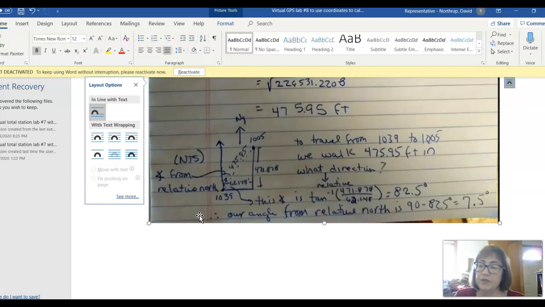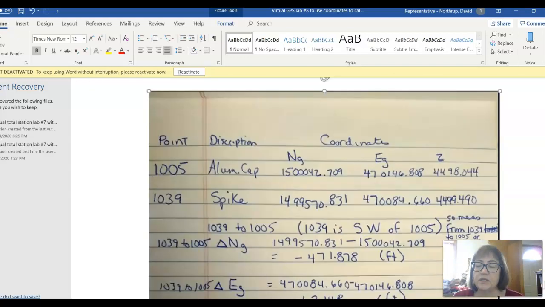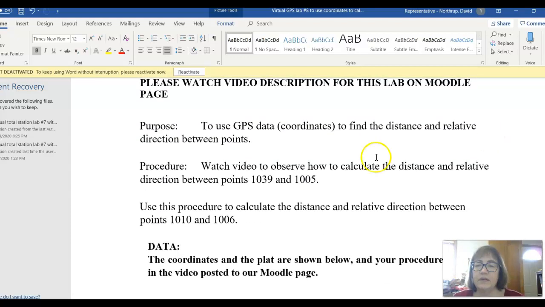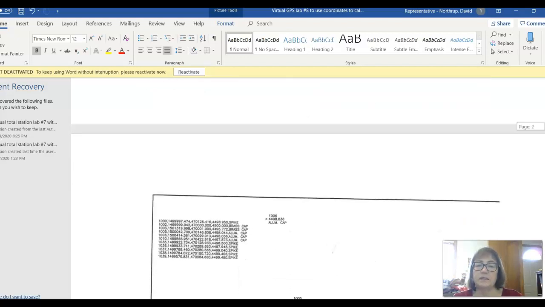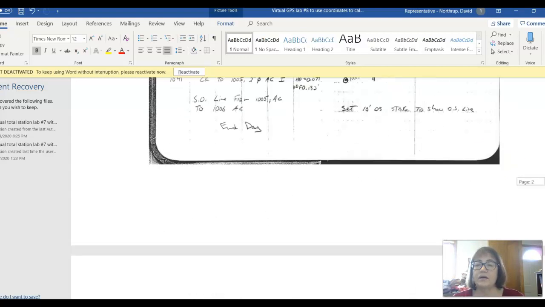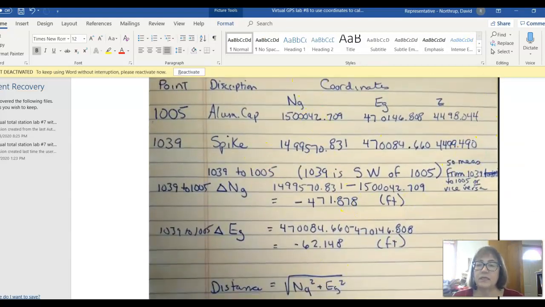All right, so this is what you are going to do, this exact same calculation, only between two different points. I've used 1005 and 1039. I'd like you to do the same thing with 1010 and 1006. So the data for them is right here. Here's the data for 1010. Here's the data for 1006. Same thing, northing, easting, elevation, description. So if you write out your data like this, please do it in your field book, and then submit a picture of your field book to me.